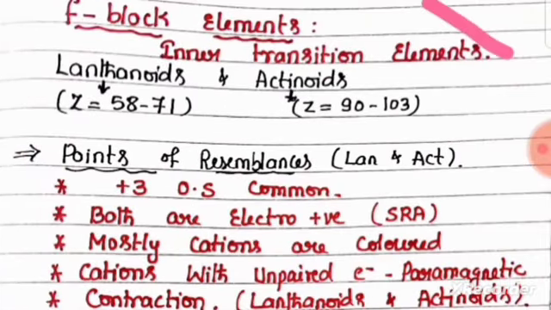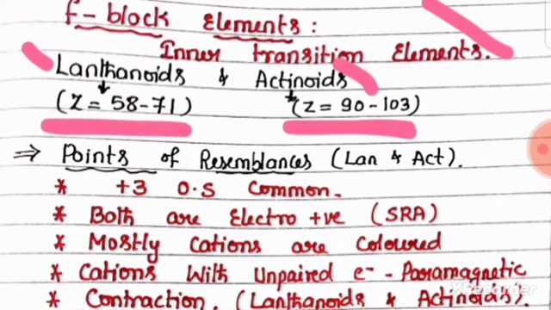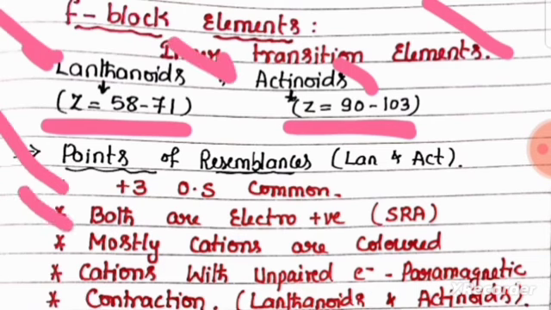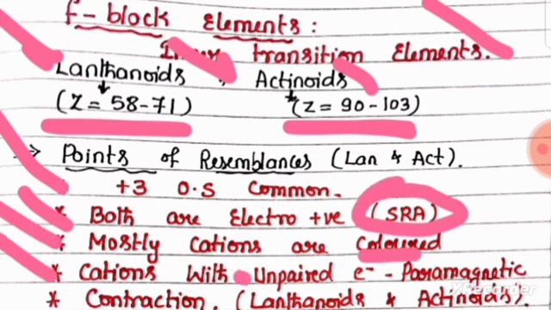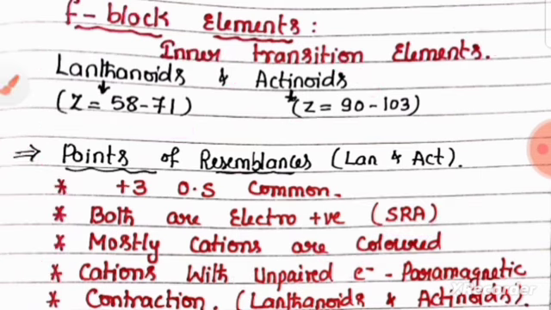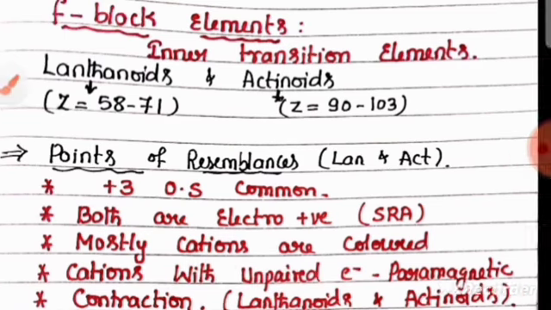F block elements, commonly called inner transition elements, include lanthanides and actinides. Lanthanides are from atomic number 58 to 71, actinides from atomic number 90 to 103. Between lanthanides and actinides, some points are common, that is +3 common oxidation state. Both are electropositive, that's why they are strong reducing agents. Most of the ions of lanthanides and actinides are colored. Cations having unpaired electrons are paramagnetic in nature. Both lanthanides and actinides show contraction, meaning decrease in atomic size because of improper shielding effect.